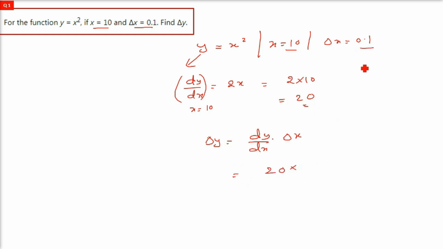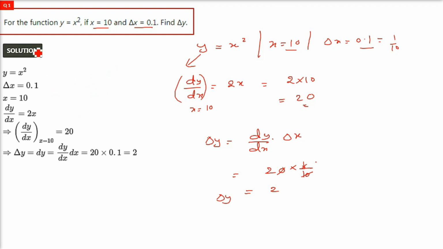dy by dx at x equals to 10 is already 20. Delta x is being provided, which is 0.1. You can call it as 1 by 10 to make it simplified. So you can just cancel the 0, 0 and it will be 2. So this delta y is 2 in this case. And this is how you are going to write it.